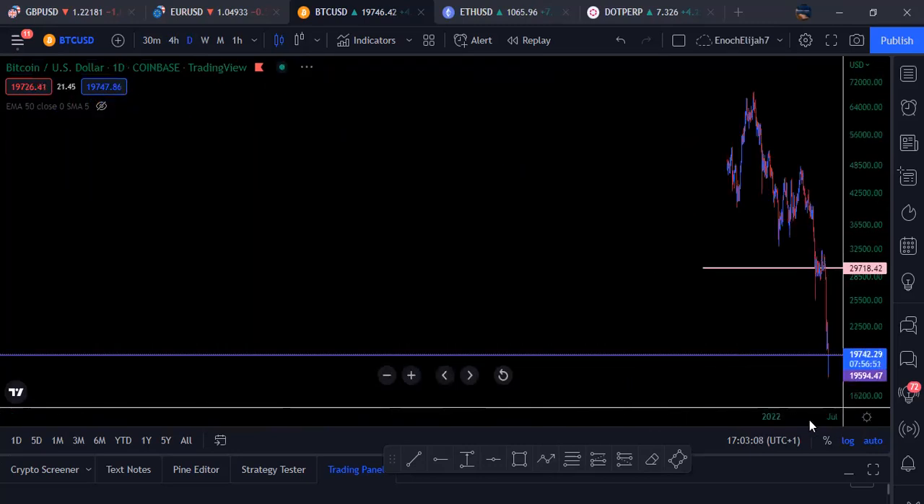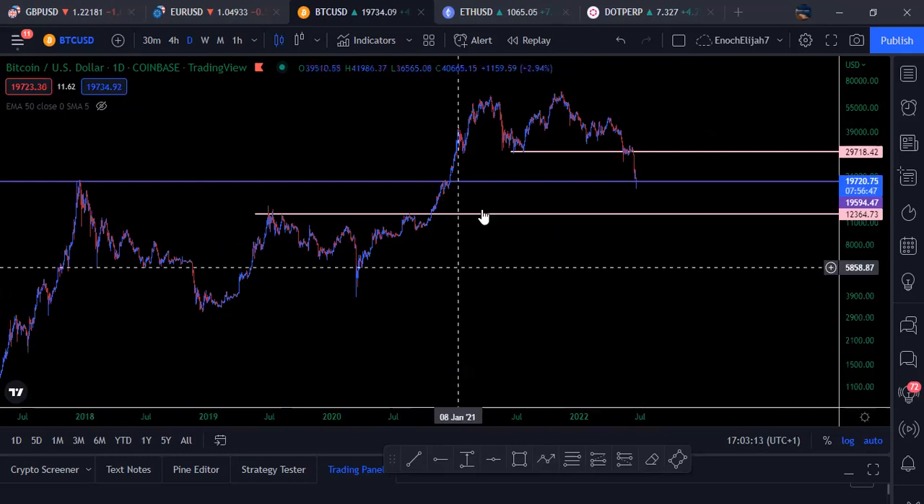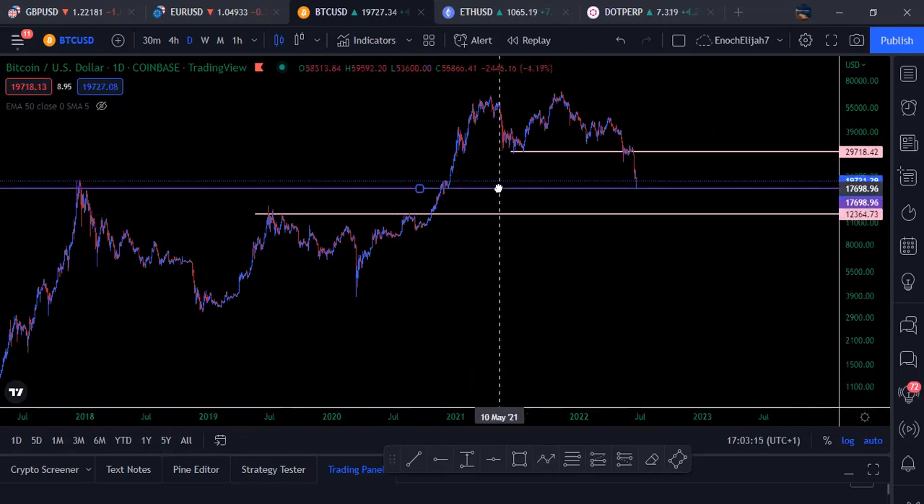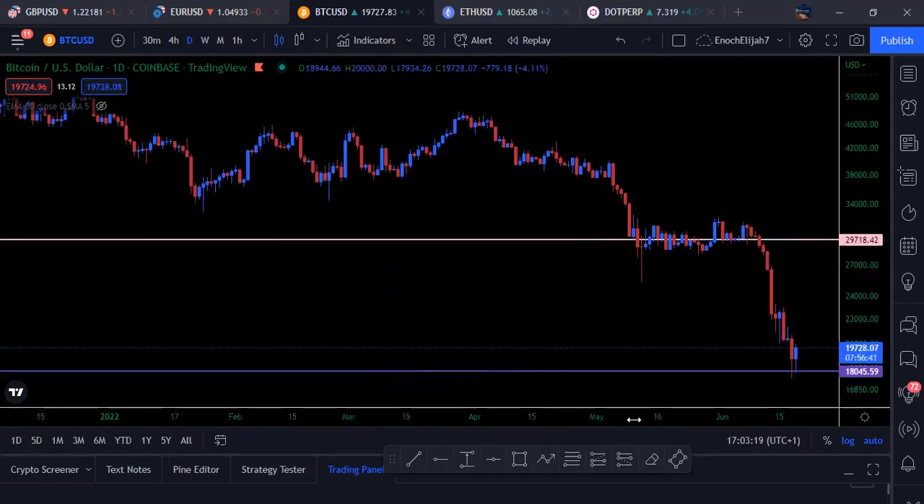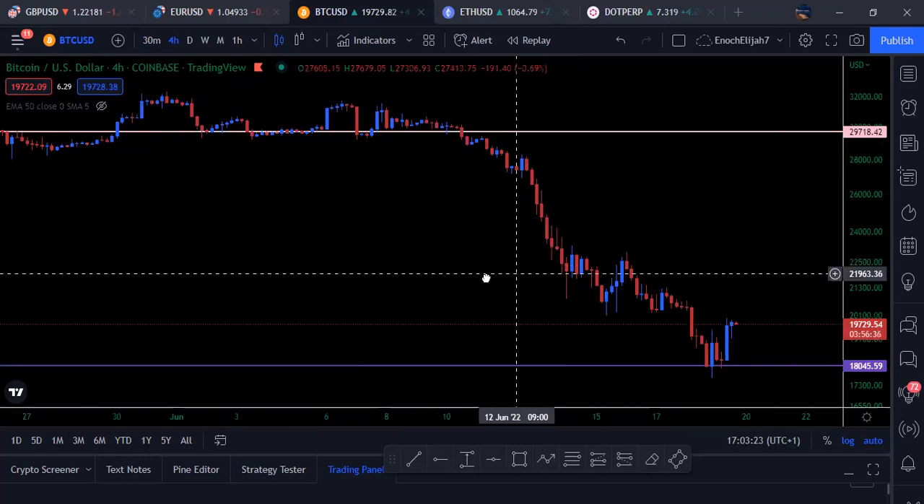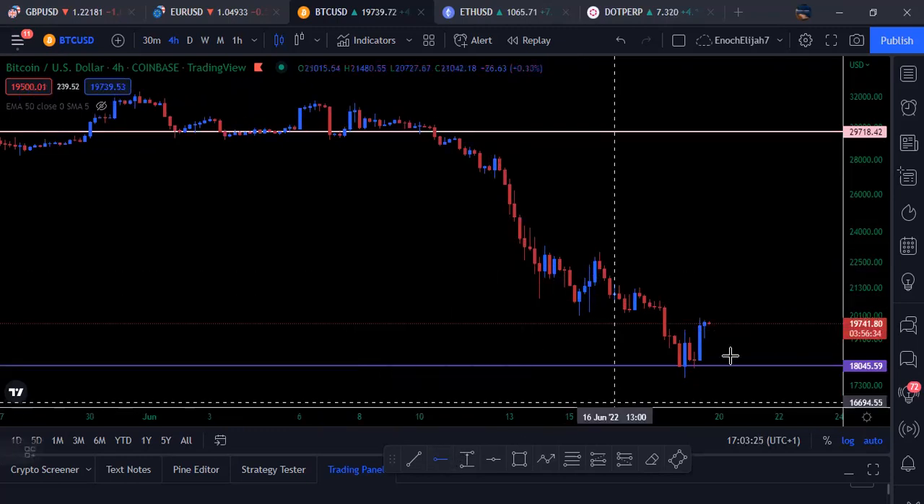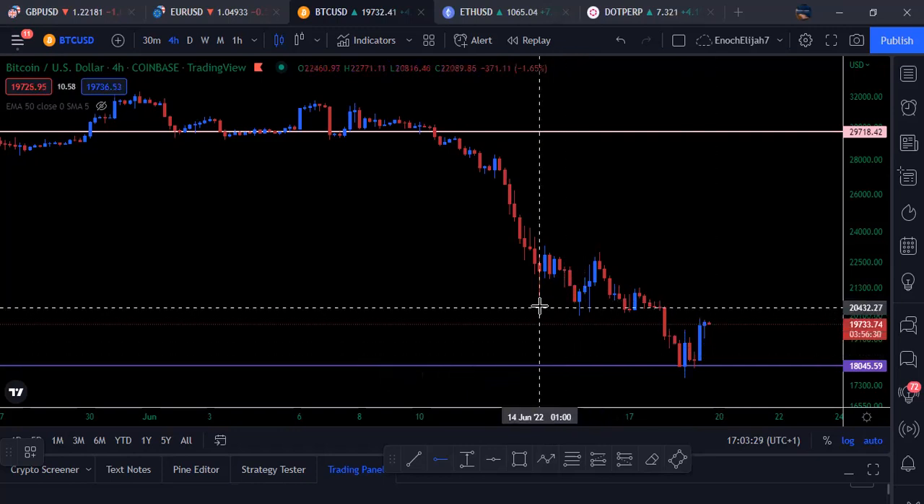I want to adjust this support to cover the last price. Yep. So right here now, this is a bullish sign. I'm seeing here on 4 hours time frame 2 bullish candles. So it can come up all the way to this level.